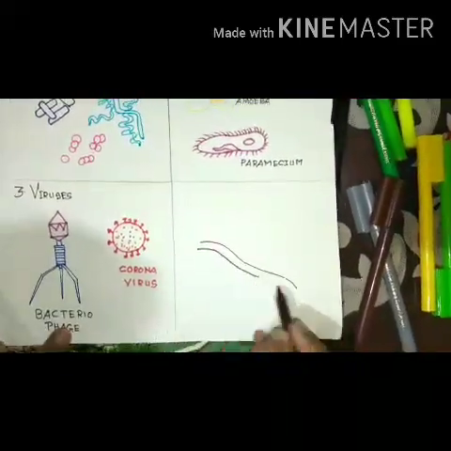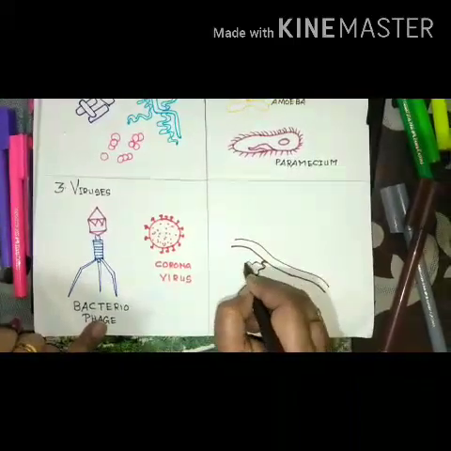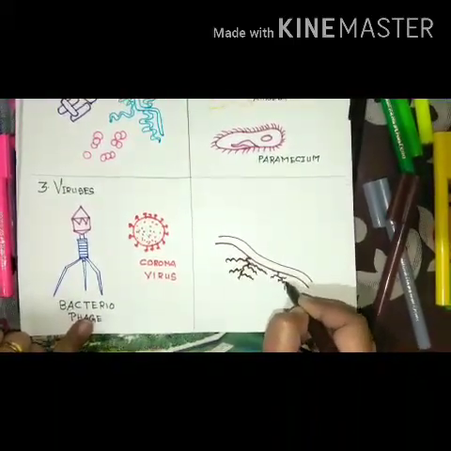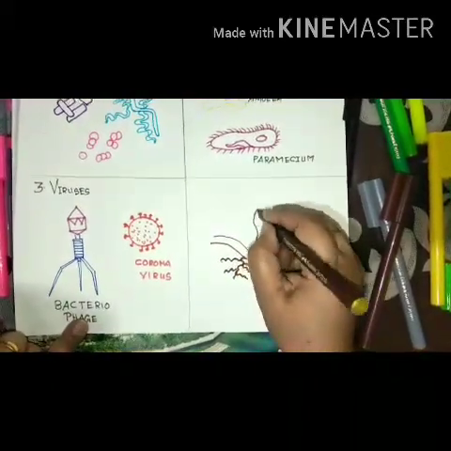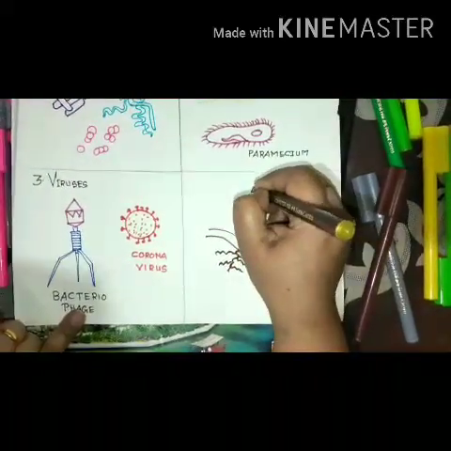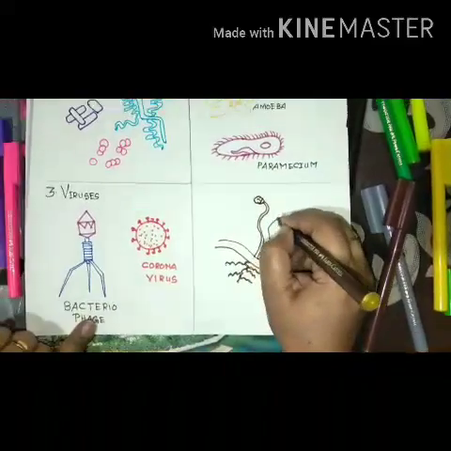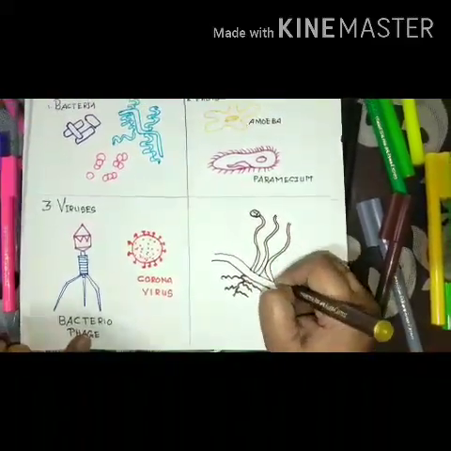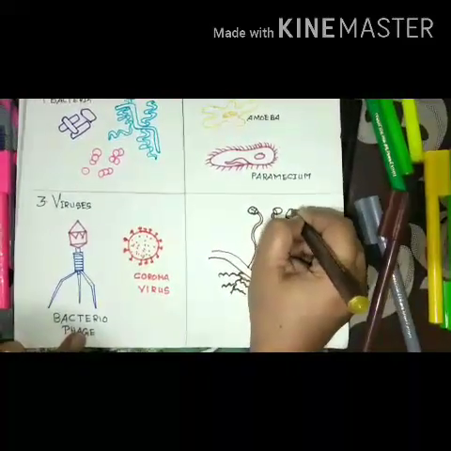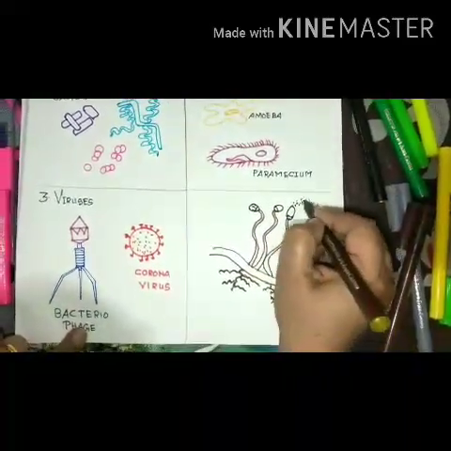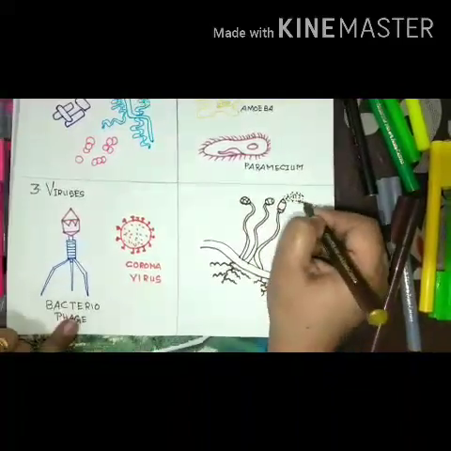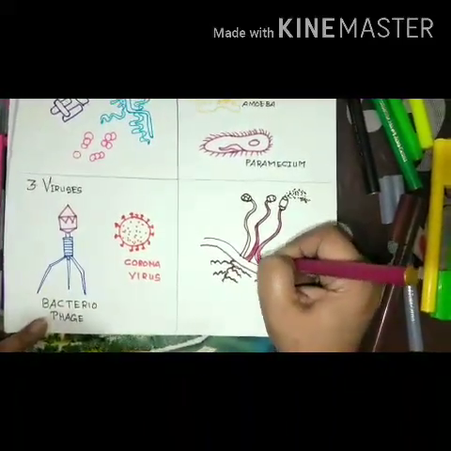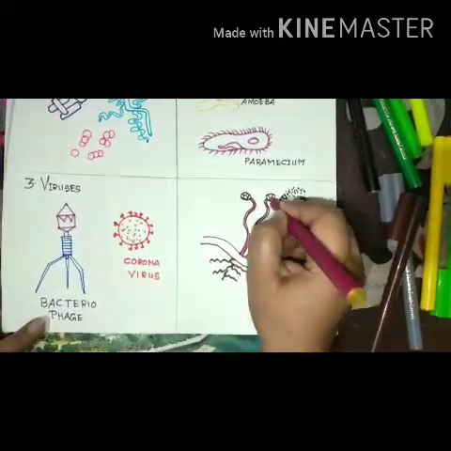Next we are going to draw the fungus or the fungi. Fungus is the singular and the plural is fungi. You can see the examples are the bread molds. You can draw just like a plant, a ribbon-like structure. It is a non-green plant. And you can draw, here it is completed, the fungus.